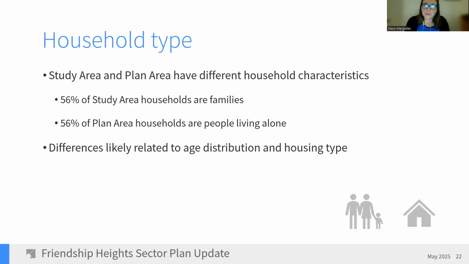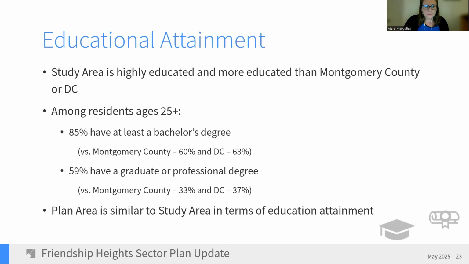The plan area's distribution is actually much closer to the distribution in DC, where nearly half of households are people living alone. The difference in composition here between the study area overall and the plan area is likely related to two things. One, that the plan area has an older age structure, which means more seniors living alone, and two, a larger amount of apartment-style housing, which also tends to attract single-member households.